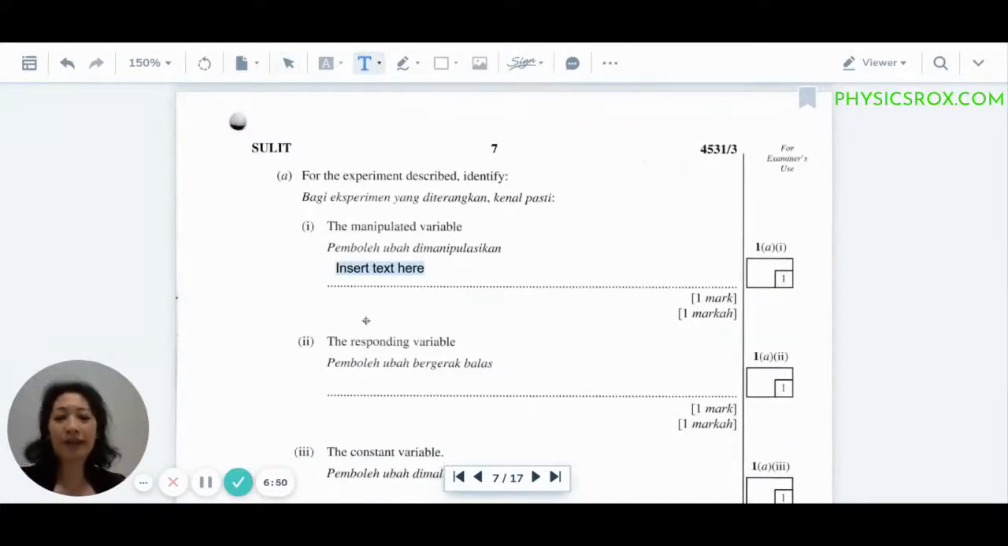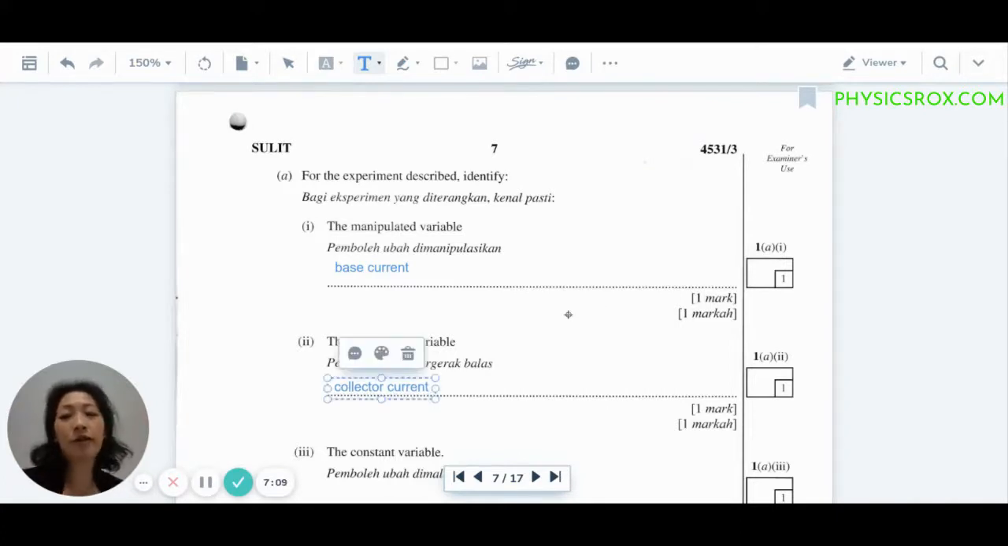Okay, so which means that the base current is our manipulated variable and the collector current is our responding variable. Then there you go. You've got 2 marks, just like that. So you'll find that most of the answers are in the question itself.